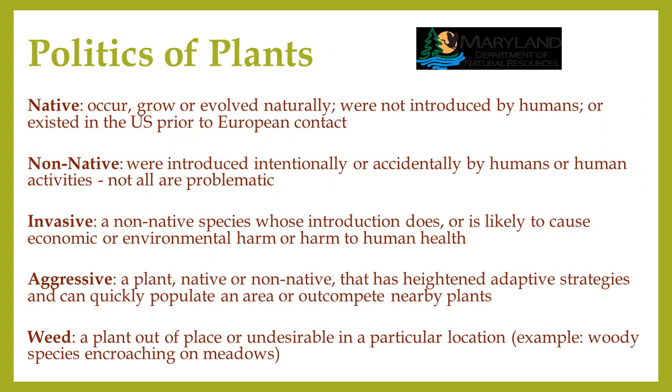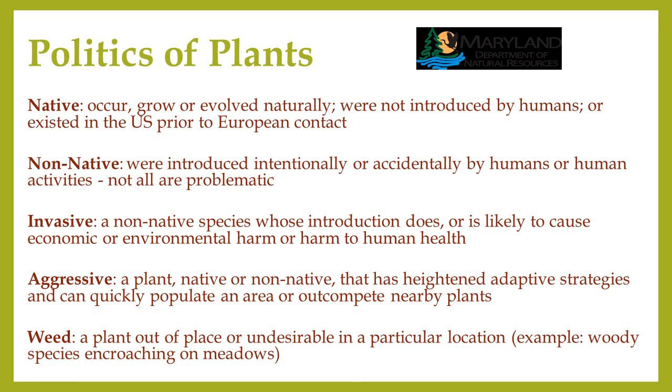Since the settlement of Europeans in the United States over 500 years ago, 50,000 plant species have been introduced accidentally and intentionally. Out of that 50,000, 5,000 of those have gone wild to compete with 17,000 native plants. Here are some terms to consider.